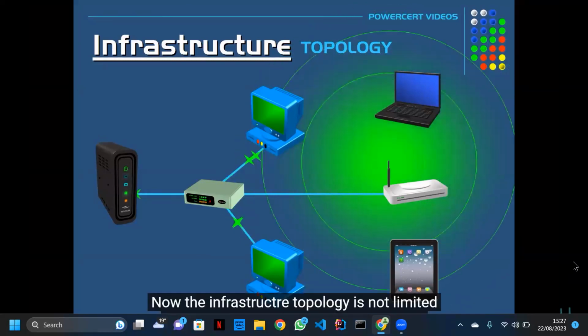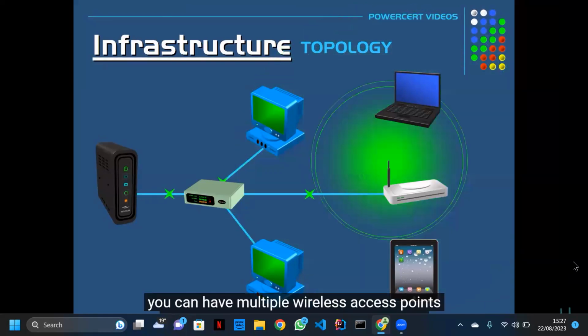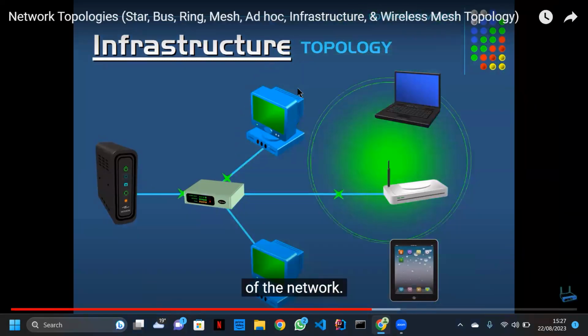Now the infrastructure topology is not limited to a single wireless access point. In fact, you can have multiple wireless access points if you want. It just depends on the needs of the network.